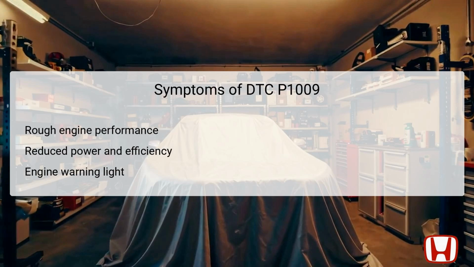When DTC P1009 is present, several symptoms may manifest, indicating underlying engine issues. One of the primary symptoms is rough engine performance, which may include inconsistent idling and occasional stalling. Additionally, drivers may experience reduced power and efficiency while accelerating. The engine may fail to respond promptly, impairing driving experience.